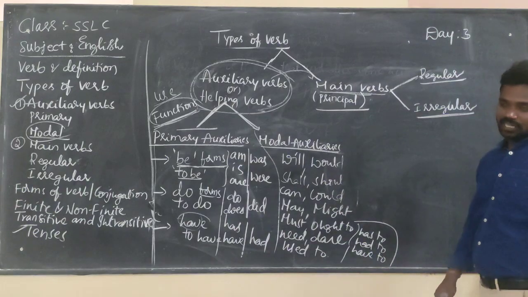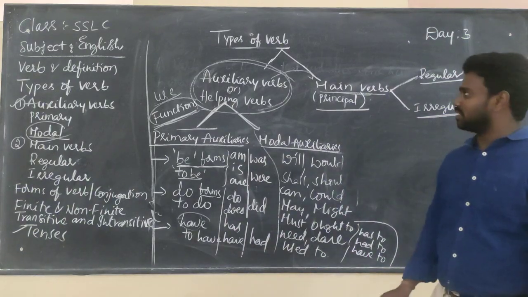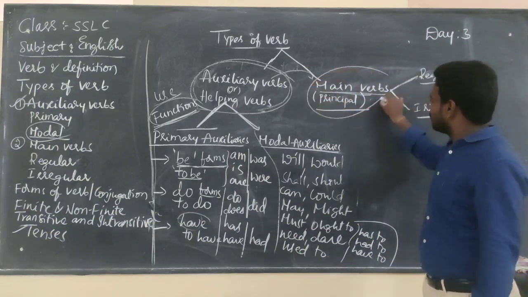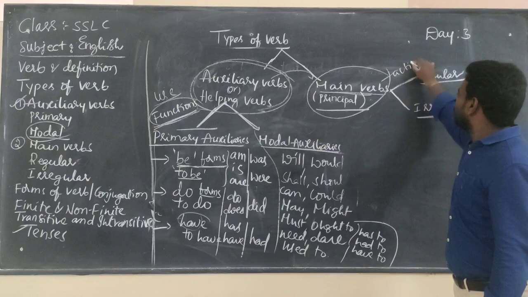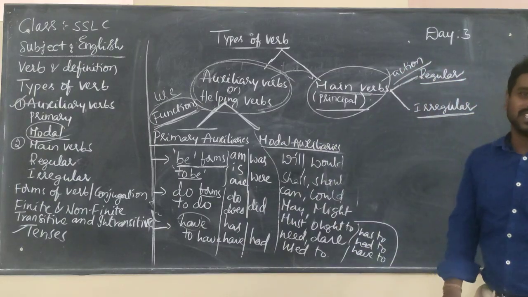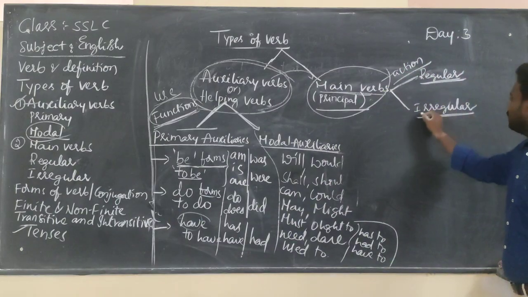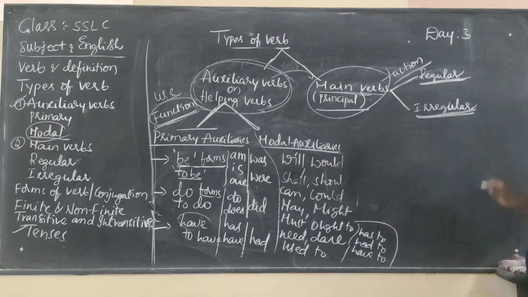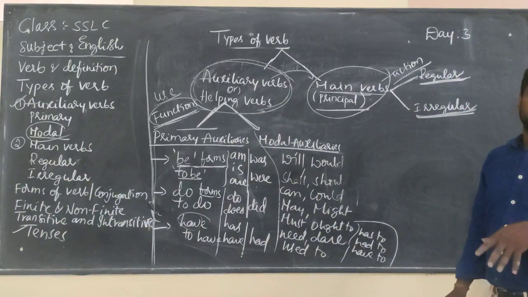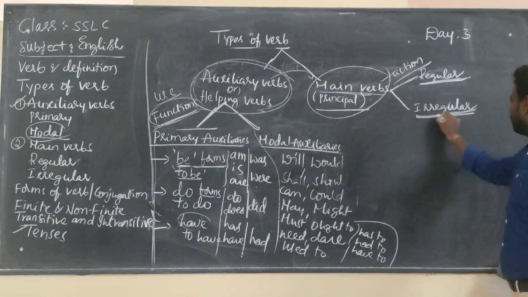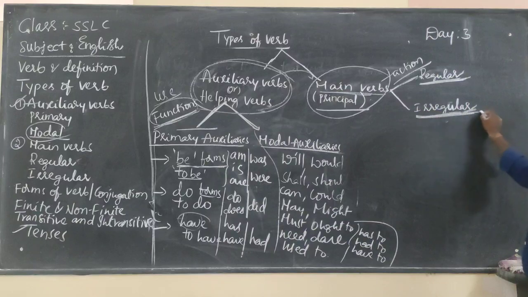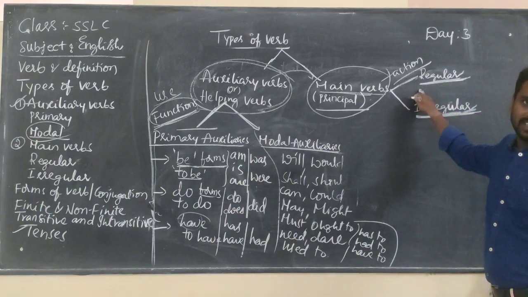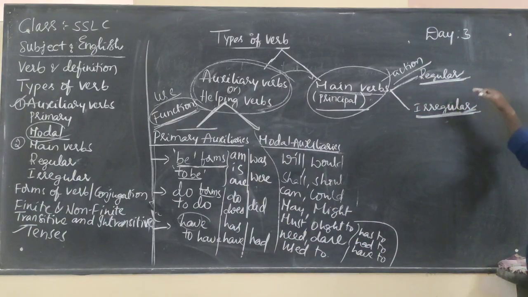We have seen the definition, right? A verb is a word that indicates action. So all the action words are main verbs. They are classified as regular and irregular. Let us see what are regular verbs and what are irregular verbs.